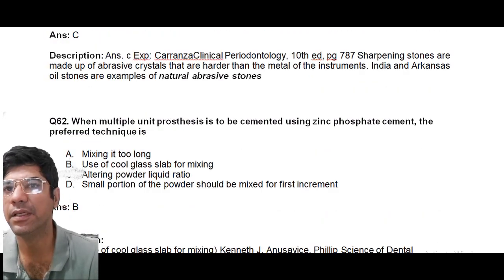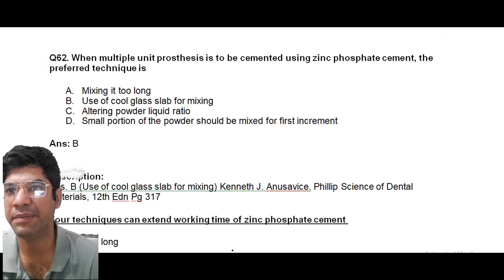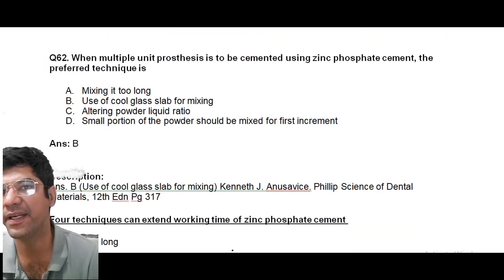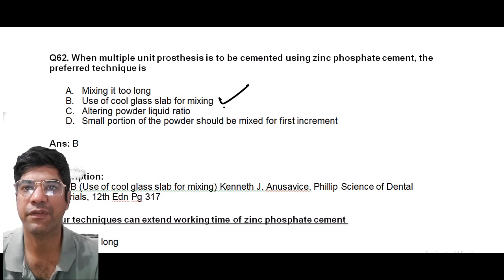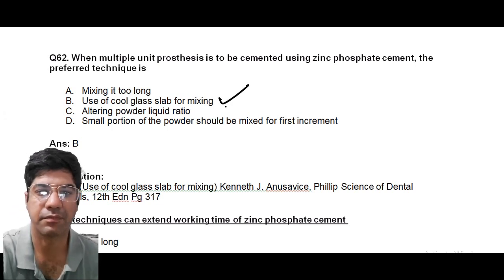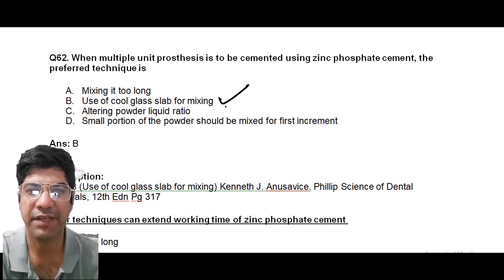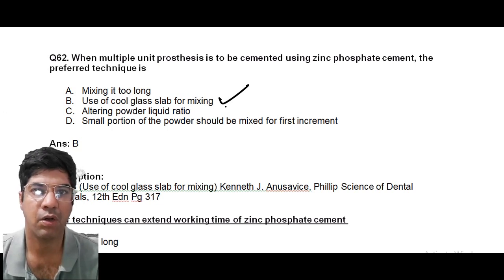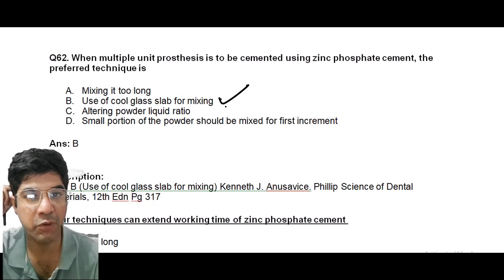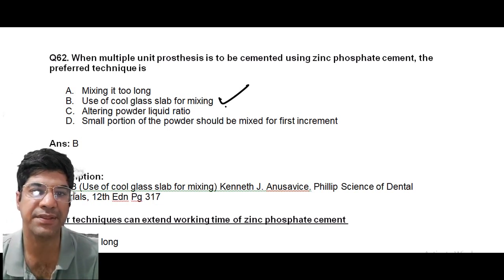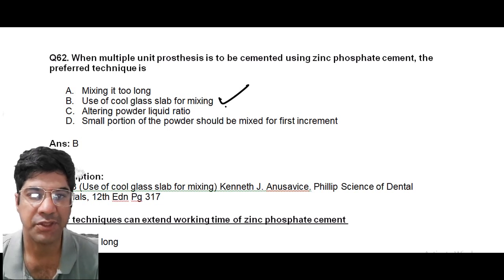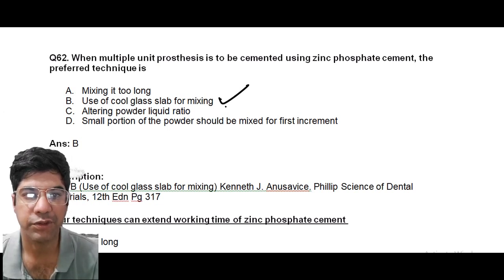When a multiple unit prosthesis is to be cemented using zinc phosphate cement, the preferred technique is use of a cool glass slab for mixing. So zinc phosphate is a commonly used dental cement for cementing crowns, bridges and other prosthetic restorations. So it is important to handle and mix this cement correctly to ensure successful cementation process.